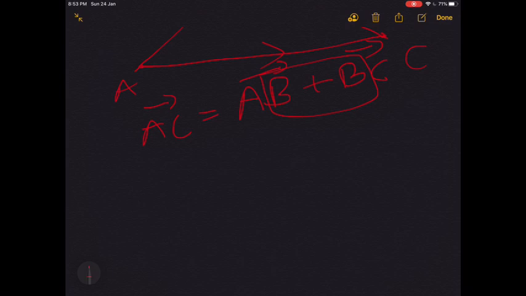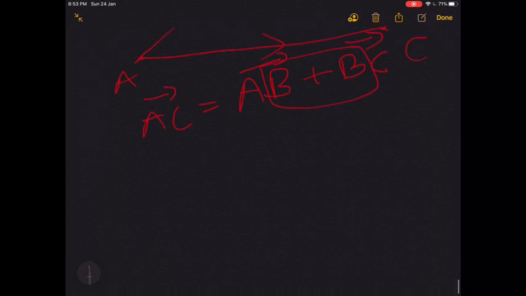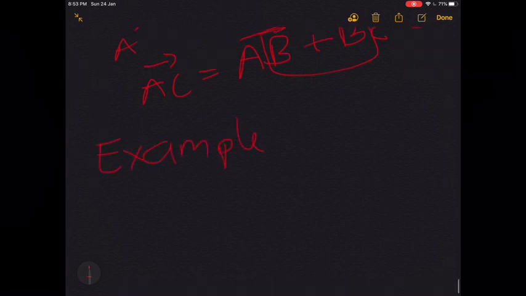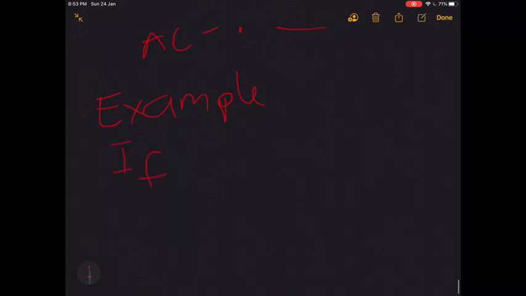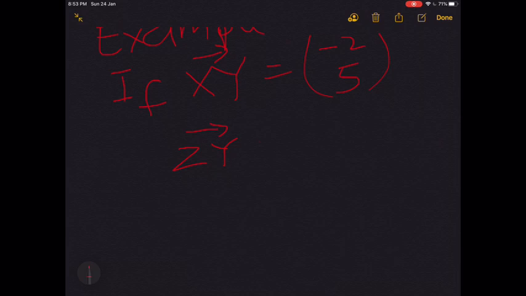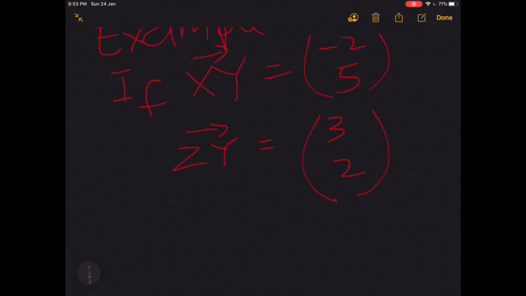You can try a simple question to help us understand it more. Example: if vector xy is equal to minus 2, 5, and vector zy is equal to 3, 2. Find the vector xz.